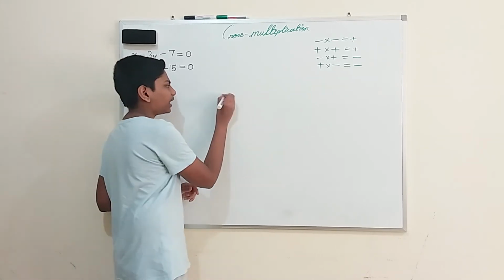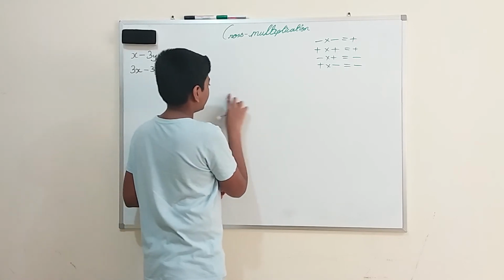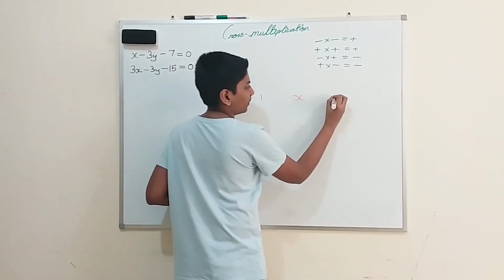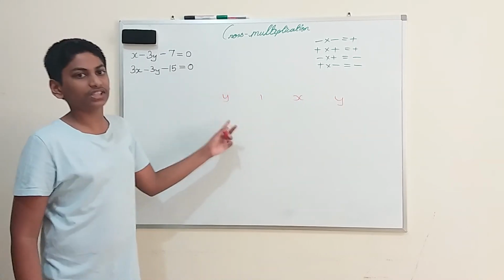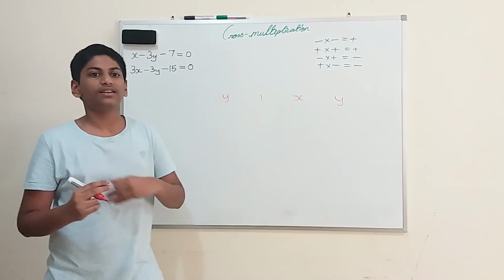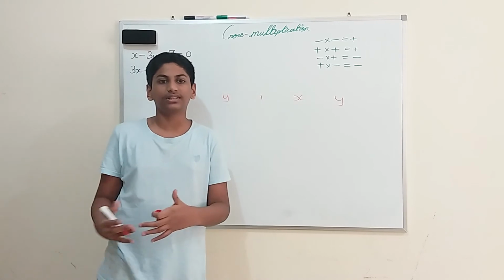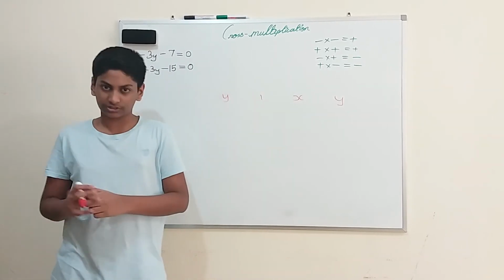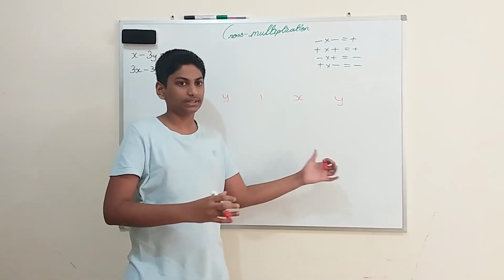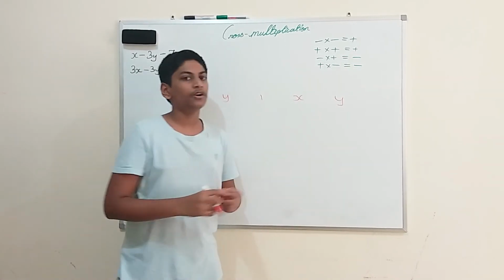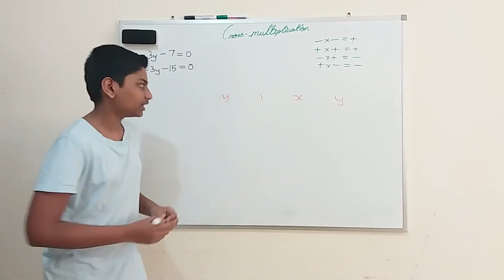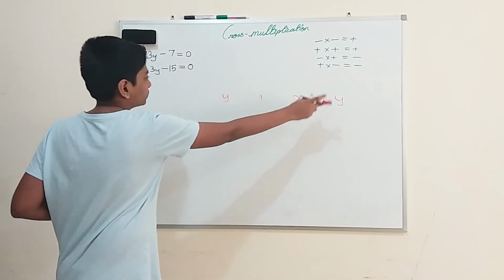You may wonder why I am writing this y1, x, y and all, but this also carries marks. Only then will they understand that you have learned something. Even though your final answer is wrong, if you write at least this method, you will get half the marks for that question. Okay, so here we have y, 1, x and y.